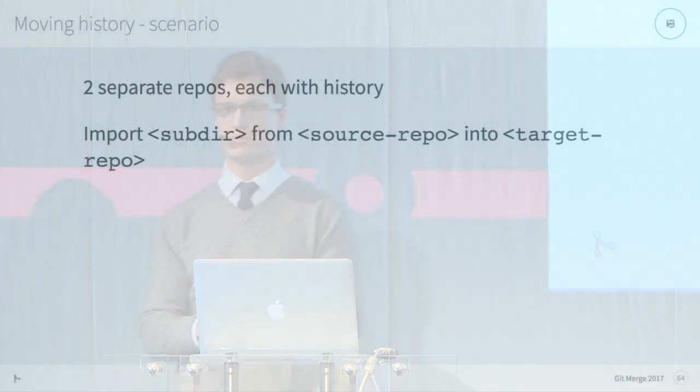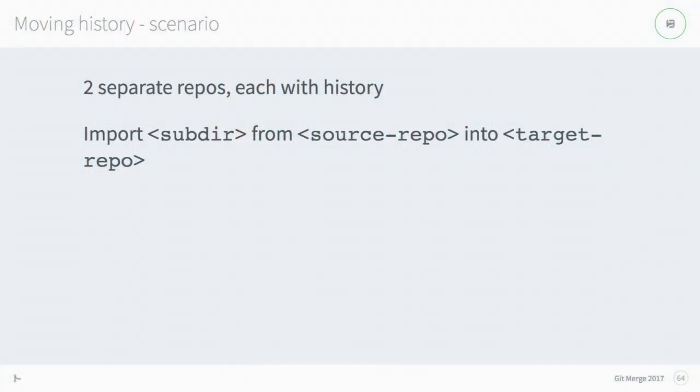But let's assume there's a scenario where you have two separate repositories that have been developed independently. They each have their own independent history, haven't referred to each other up to this point. And what you want to do is take a subdirectory that lives in one of these repositories and move it over into the other. So you don't want to take the whole thing, you just want a subdirectory, and you want to move it into some target repo. And you also want to preserve the history as well. Okay, so this is the use case.